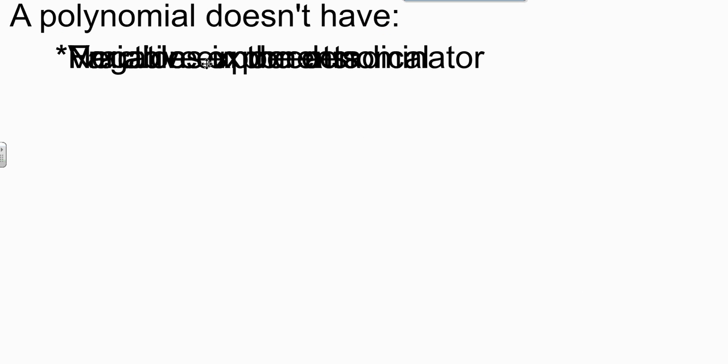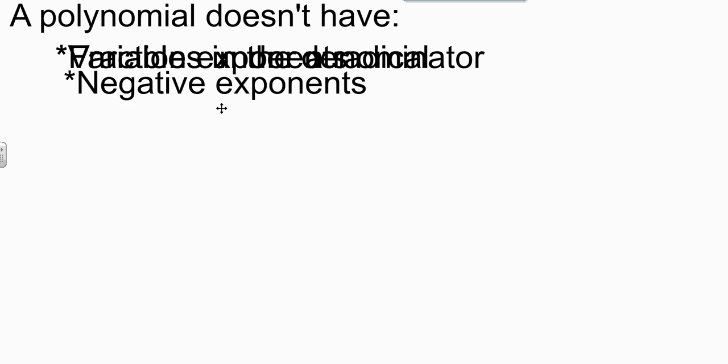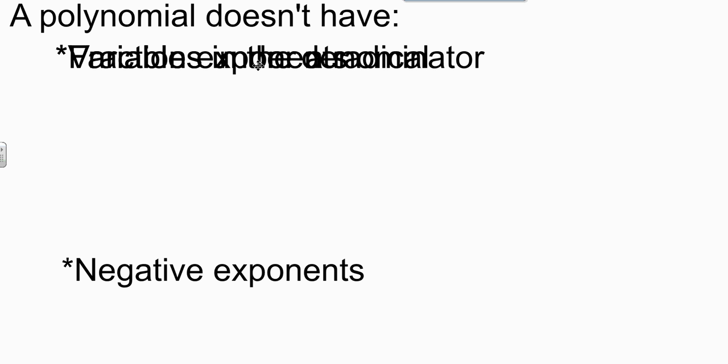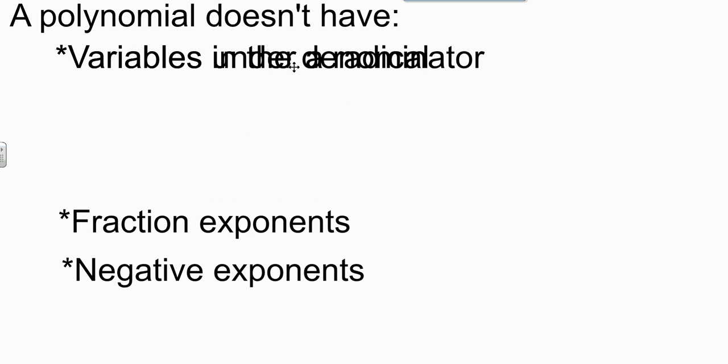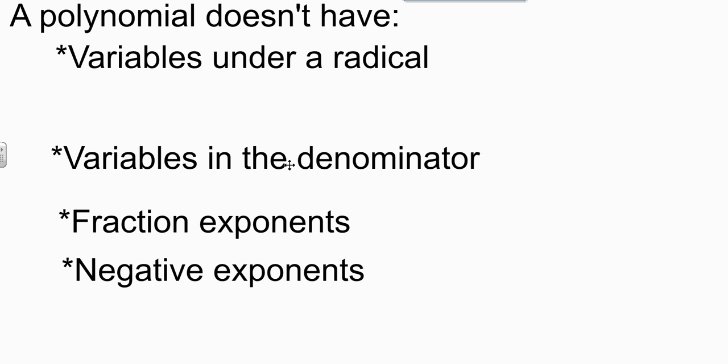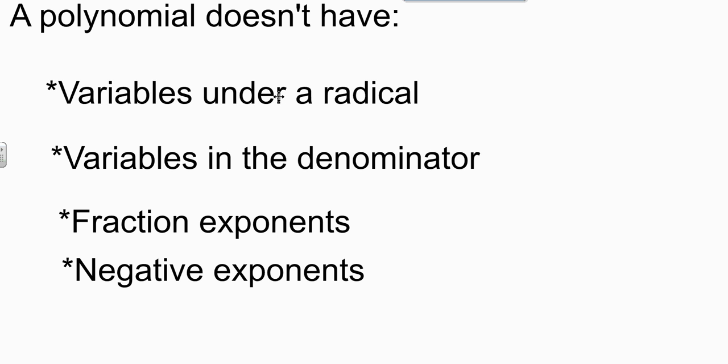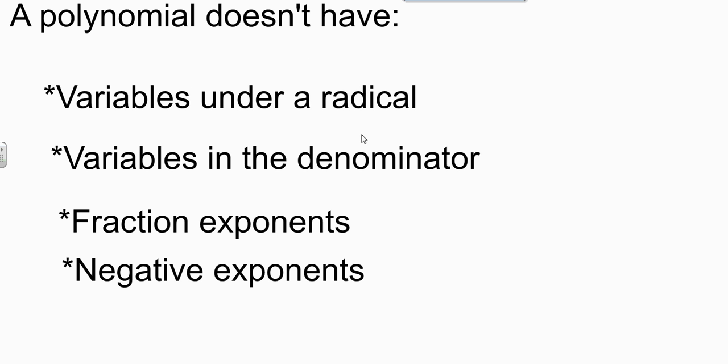Now, let's define exactly what a polynomial is. A polynomial has no negative exponents. A polynomial has no fraction exponents. A polynomial has no variables in the denominator, and it has no variables under a radical. As long as you have none of these situations here, and you've got variables going on, you have a polynomial.